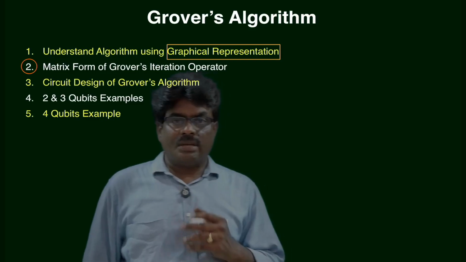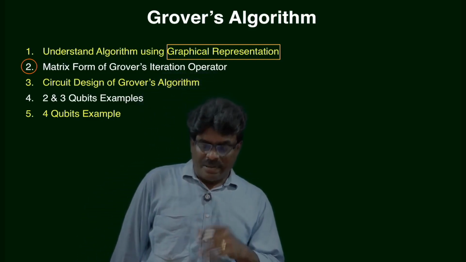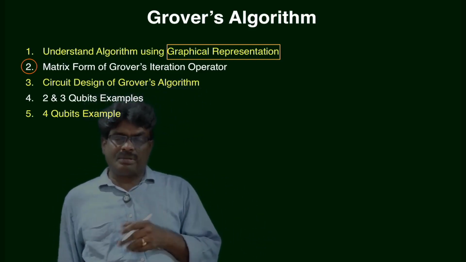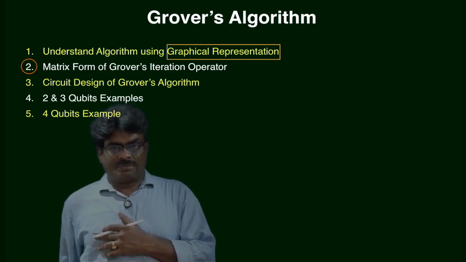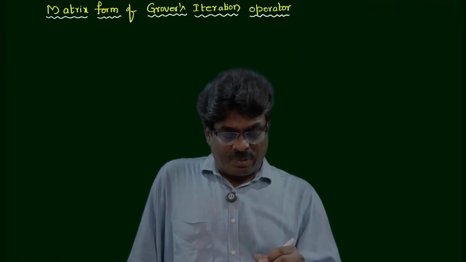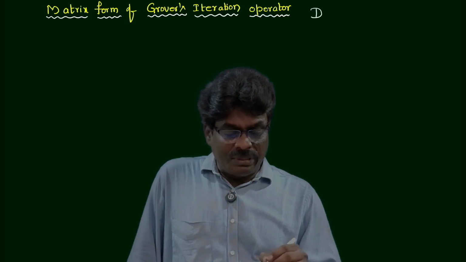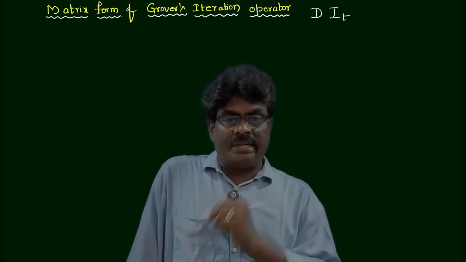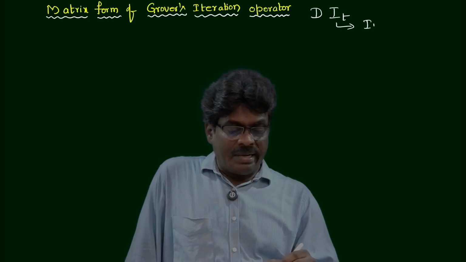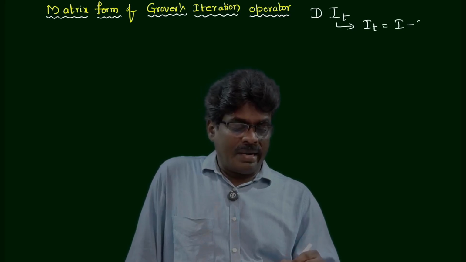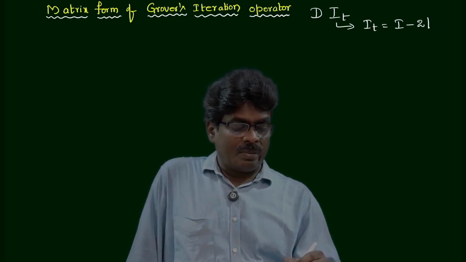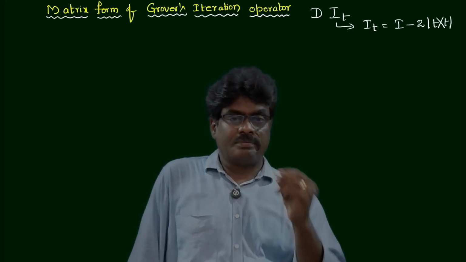So here we are discussing Grover's algorithm, and in the second part we are going to discuss the matrix representation of Grover's iteration operator. So what is this Grover's iteration operator? It contains two parts. One is the diffusion operator, another is the inversion operator. That T stands for target state. So we can write this as I_T equal to I minus 2 into the outer product of the target state, right?